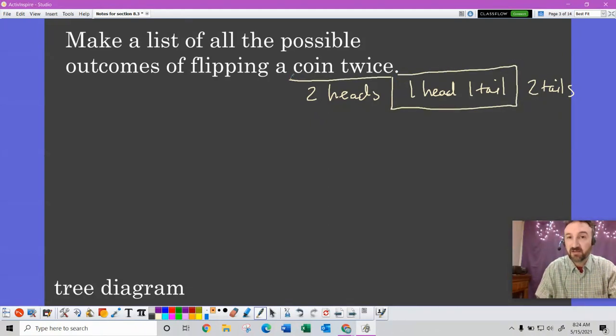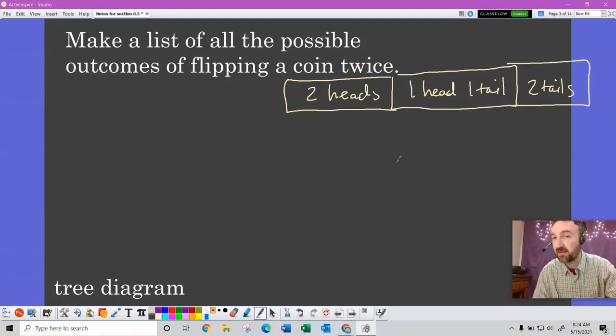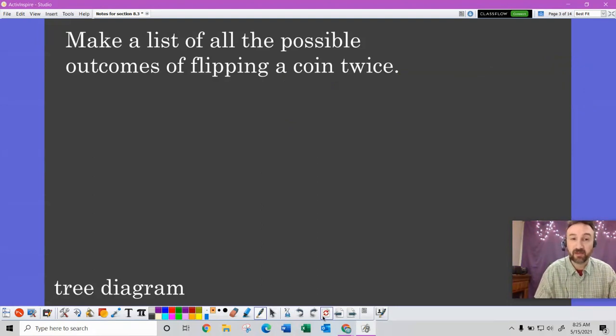And then they look at this as three outcomes, and they make the mistake of thinking, oh, it's a 1 in 3 chance of getting two heads, it's a 1 in 3 chance of getting two tails, or a 1 in 3 chance of getting a head and a tail. And that turns out to be not quite correct. So making an organized list like that might kind of hide actually what's happening here.